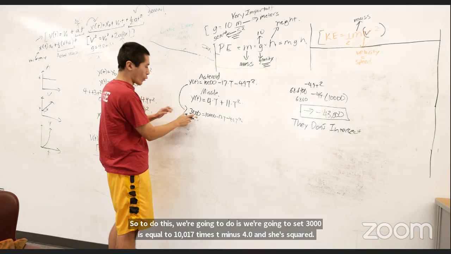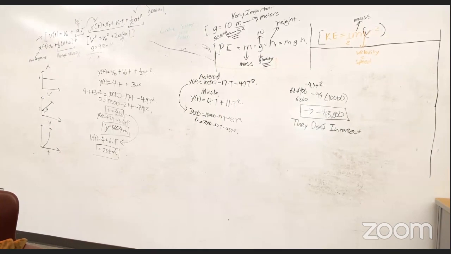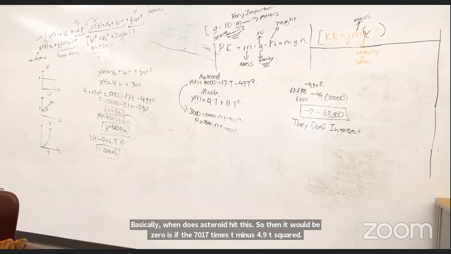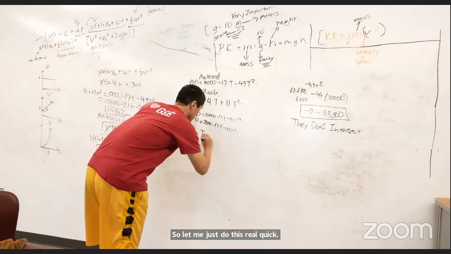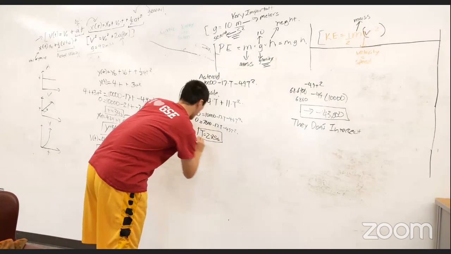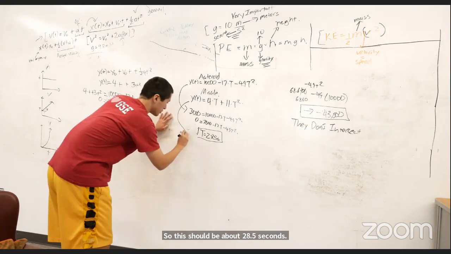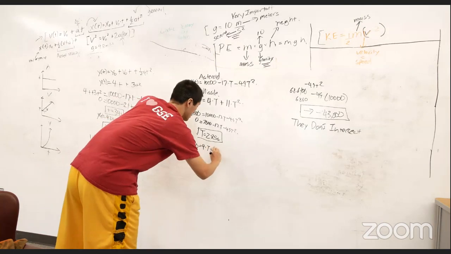Let me just do this real quick. So this should be about 28.5 seconds. 28.5 seconds is how long the asteroid takes to reach this distance. The next thing we're going to do is the same thing, but for the missile. We want to see how long it takes the missile to hit that same distance. So 3,000 is equal to 4 times t plus 11 t squared.